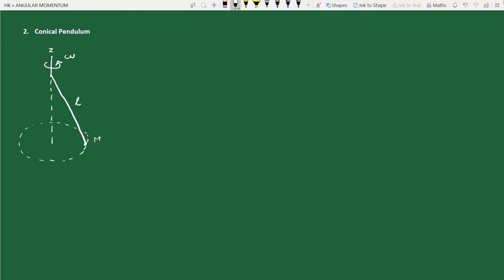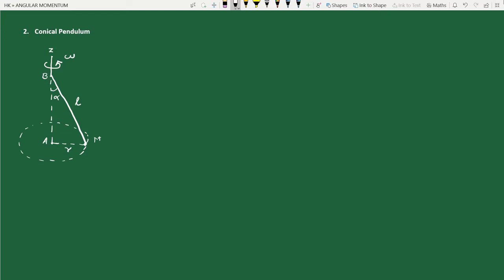Now let's consider this pivot as point B. This angle let us take as alpha. Consider this center of the circle as point A, and the radius of the circle is R. So this is a conical pendulum.